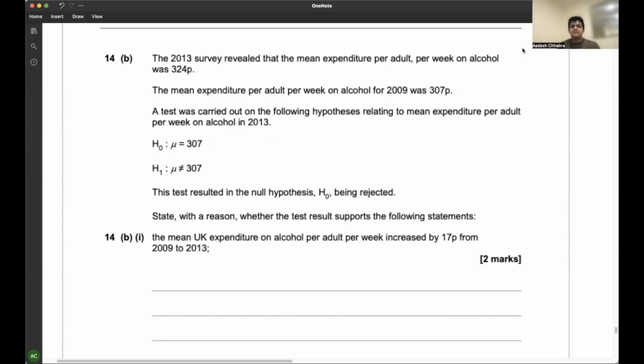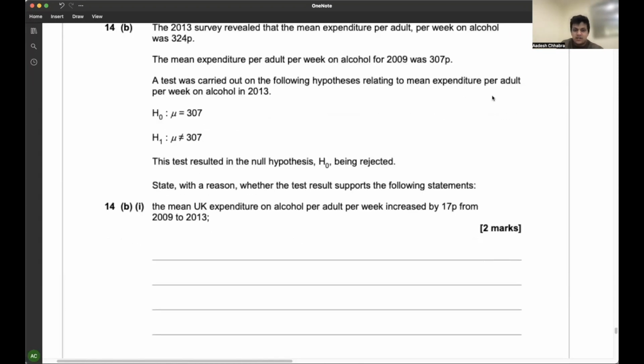So question 14B has given that the 2013 survey revealed that the mean expenditure per adult per week on alcohol was 324p. The mean expenditure per adult per week on alcohol for 2009 was 307p. A test was carried out on the following hypotheses relating to mean expenditure per adult per week on alcohol in 2013, where our null hypothesis was mu is equal to 307, and H1 was that mu is not equal to 307. This test resulted in the null hypothesis being rejected. Now, we have been asked to state with reasons whether the test result supports the following statement.